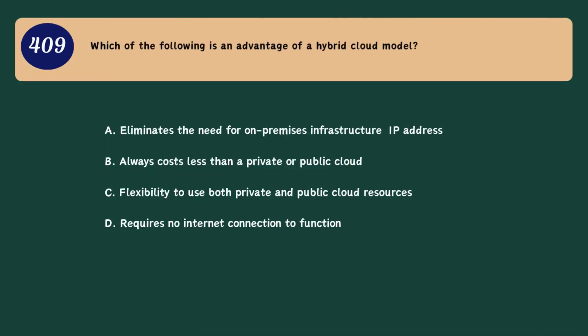Question 409. Which of the following is an advantage of a hybrid cloud model? A. Eliminates the need for on-premises infrastructure. B. Always costs less than a private or public cloud. C. Flexibility to use both private and public cloud resources. D. Requires no internet connection to function.